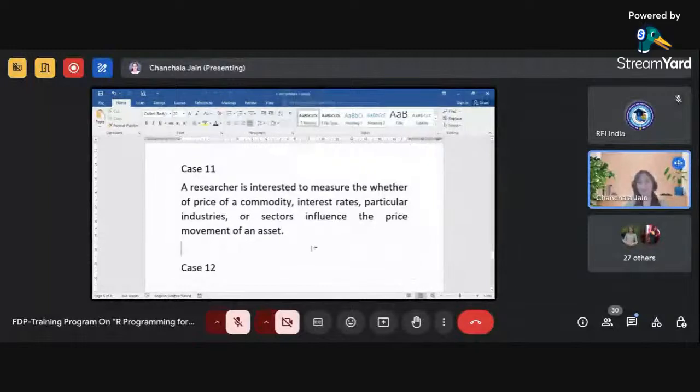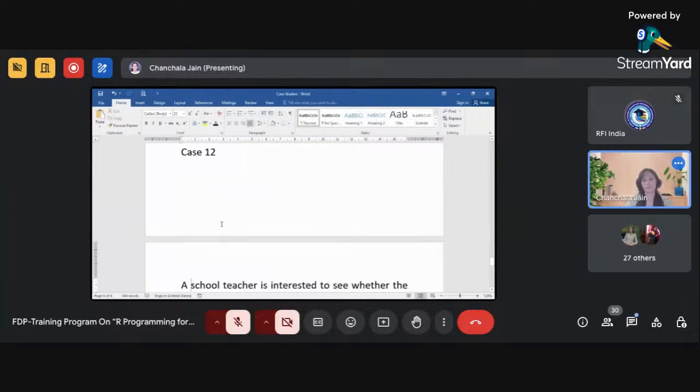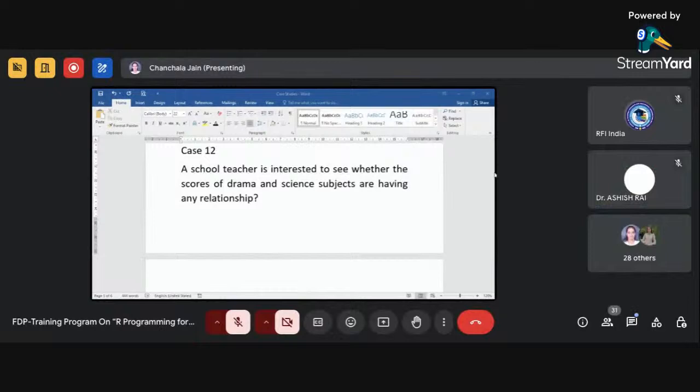Now, the last situation I'm taking for the day. I don't know what happens. Sometimes my cursor is not visible to me. Yes. Now I think the situation is visible. It's a correlation, madam, simple correlation. Correlation, okay.